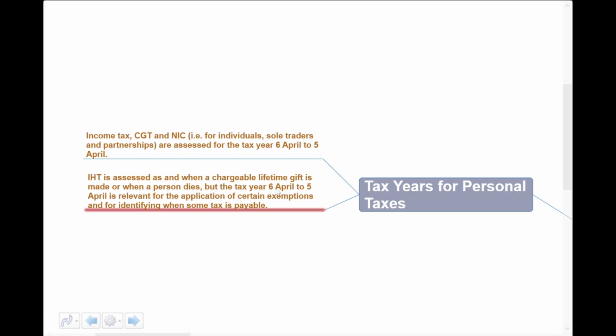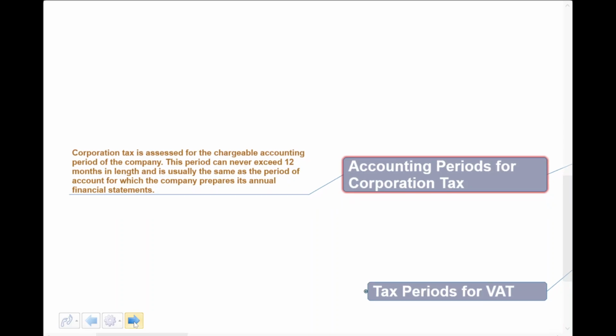But the tax year 6th of April, 5th of April is relevant to the application of certain exemptions and identifying when some tax is payable. So in essence, in terms of the IHT tax banner, the tax year is actually split into 2. More of that when we get to the IHT area. So that's the tax year for personal taxes. Broadly speaking, the 6th of April in the year to the 5th of April in the following year.